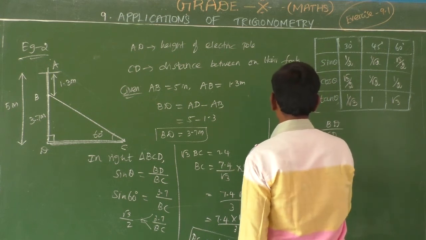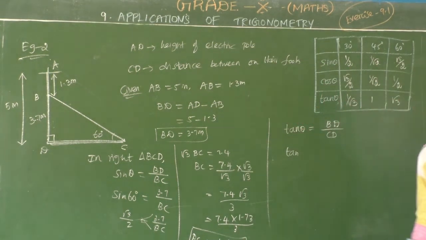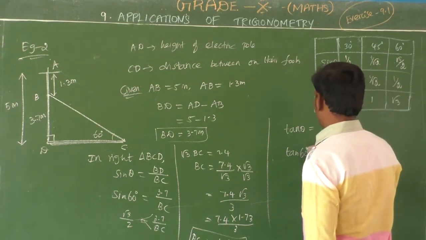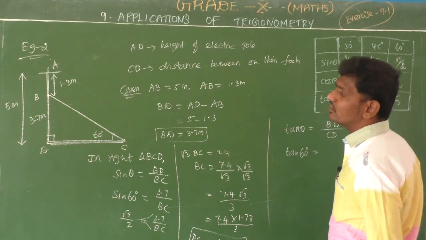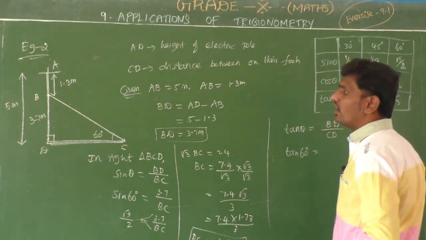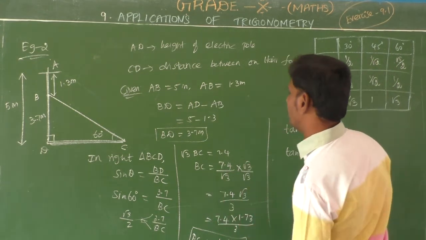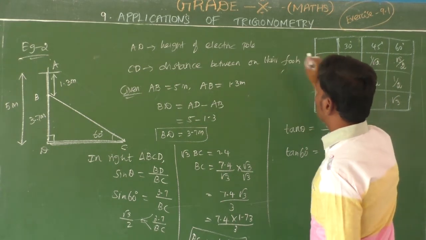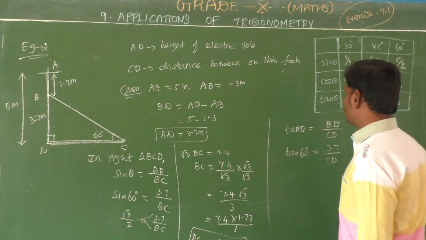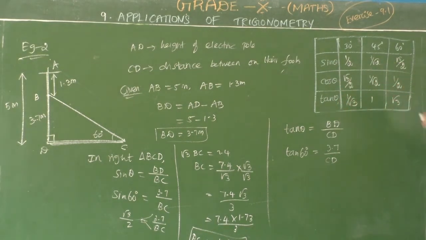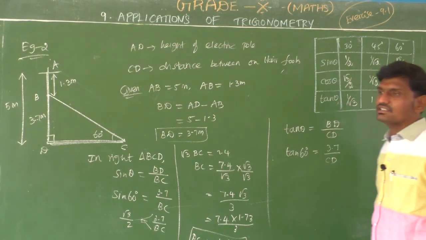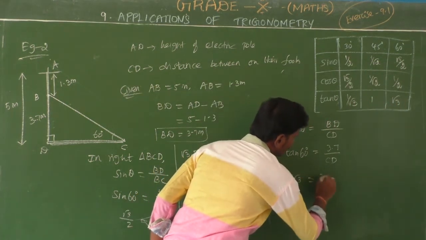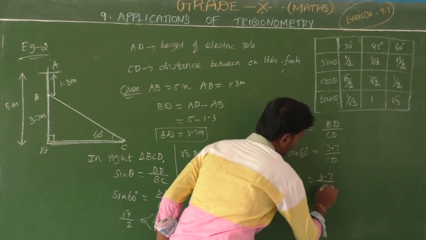Okay, now tan how much degree? The same angle of elevation only we have, that is 60 degree. Angle of elevation is 60 degree, which is equal to BD, 3.7, divided by CD. So the CD only we are going to find now. So tan 60 degree, it's very simple. What is the value of tan 60? Root 3. Now root 3 is equal to 3.7 whole divided by CD.